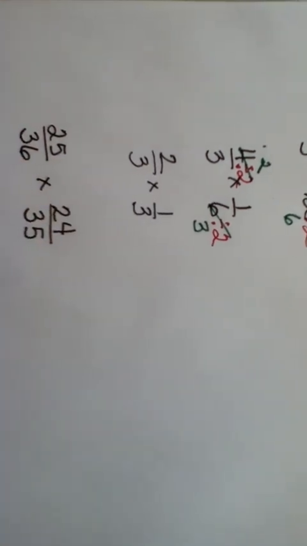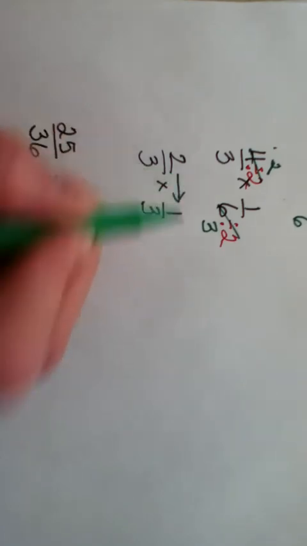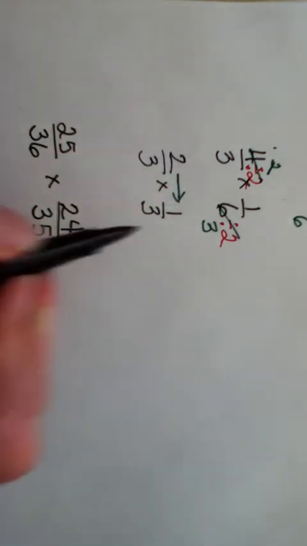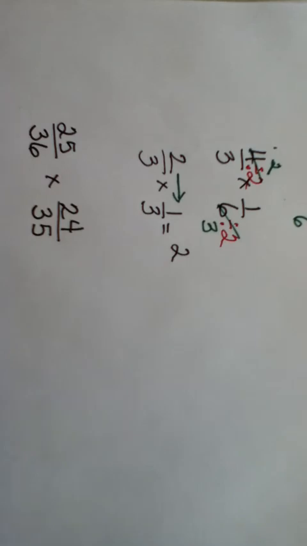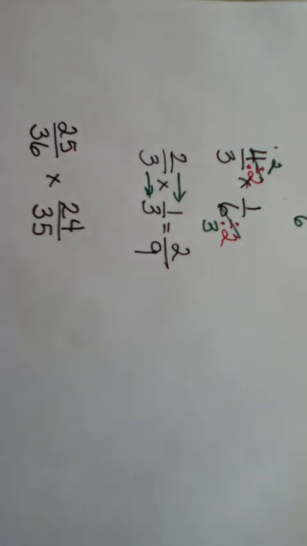And I ask myself the same question. Can I divide the number on the top and the number on the bottom by the same number? Well, no, I cannot. So now I know I've reached the end of my problem. 2 times 1 is 2, and 3 times 3 is 9. So my final answer is 2/9.